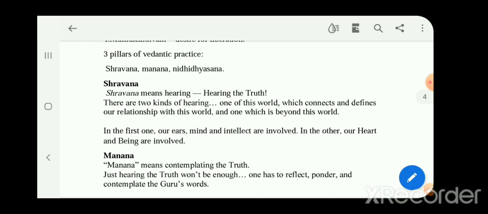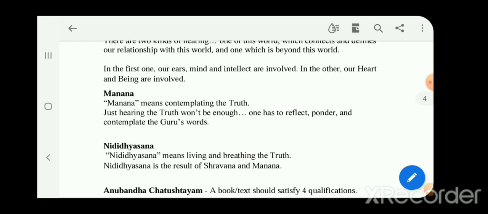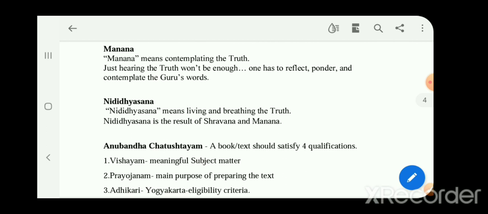In the first hearing, our ears, mind and intellect are involved. And in the second hearing, which is outside the world, our heart and being are involved. So Shravana means hearing the truth, of two kinds of hearing, about this world and outside the world. This is about Shravana. And the second one is Manana.